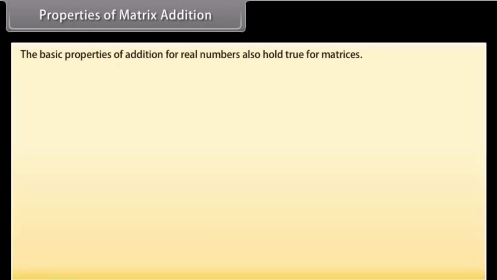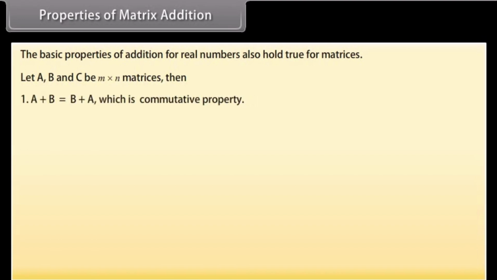Properties of matrix addition. The basic properties of addition for real numbers also hold true for matrices. Let A, B and C be m by n matrices, then A plus B is equal to B plus A, which is the commutative property. Associative property, A plus B plus C is equal to A plus B plus C.